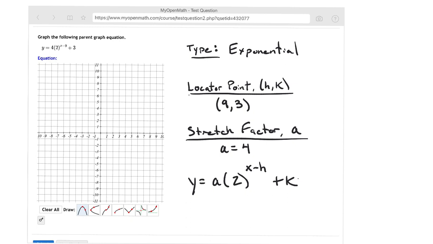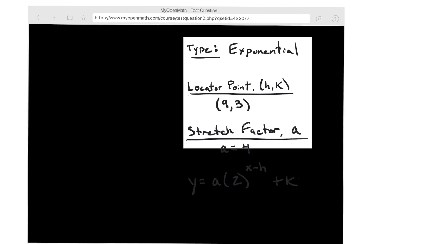Now the exponential graph is kind of unique. There's actually going to be 3 clicks that you need. The first click is going to be at your hk, just like all the others. So 9, 3 is where I put my first click. And of course, you got to select your exponential curve first on the bottom. So I click 9, 3. You can see just the horizontal asymptote shows up like we expect, because that's a key characteristic of exponential.